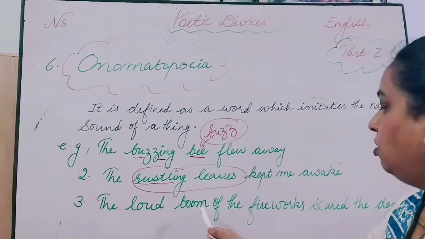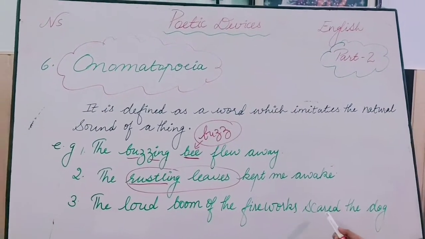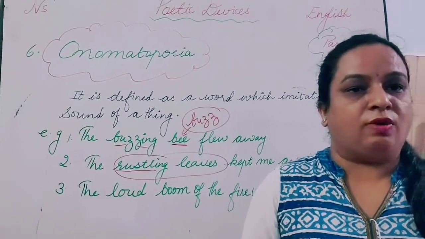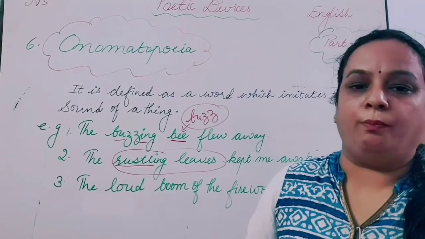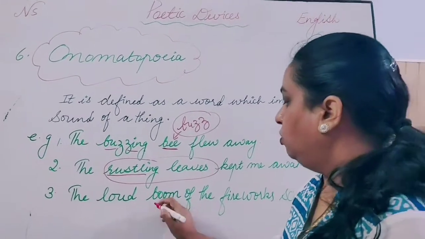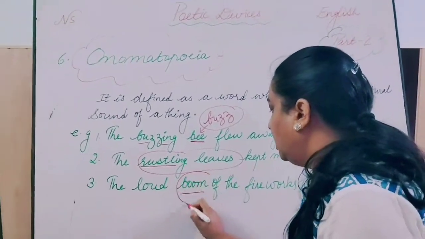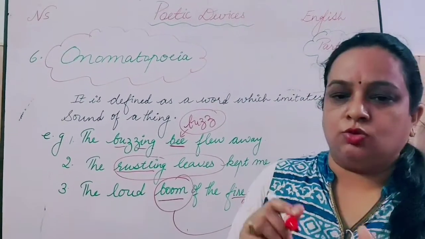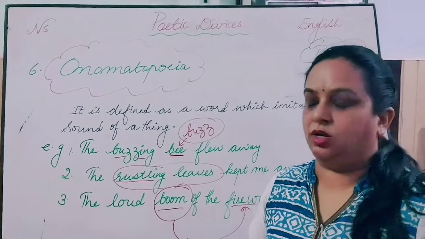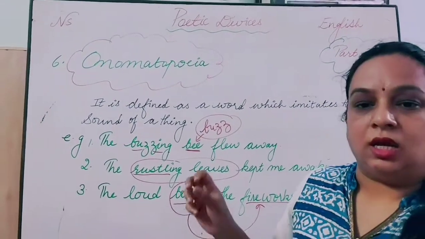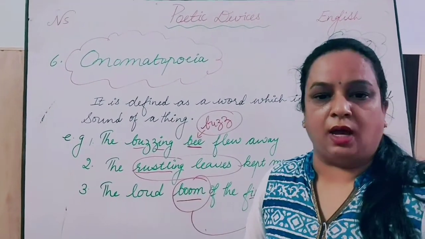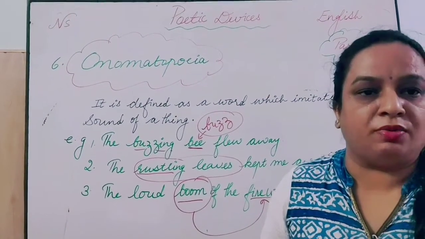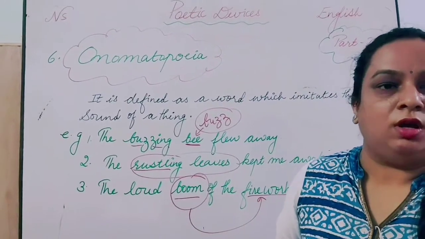The loud boom of the fireworks scared the dog. See, when we light fireworks, that gives a sound of boom, right? So that loud boom of the fireworks. The actual sound created by the fireworks is boom. So when we give the actual effect of something, that is known as onomatopoeia. It may be buzzing bees, it may be rustling leaves, it may be mew of a cat, it may be bow bow of a dog, like that.